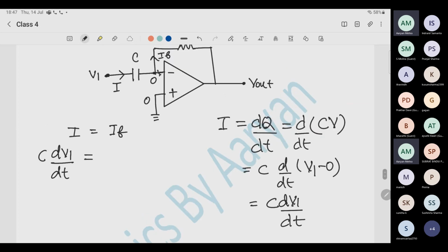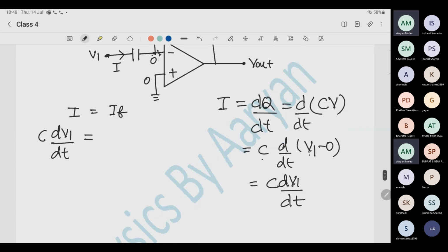I can again repeat it. This current I is equal to dq by dt. We know that, and in capacitors we know Q is equal to CV. C is the capacitance of the capacitor, and V is the voltage applied across this capacitor. And what is the voltage applied across this capacitor? That is V1 minus 0. V is V1 minus 0, and C I have put outside the derivative because it is constant. So I just got C dV1 by dt.